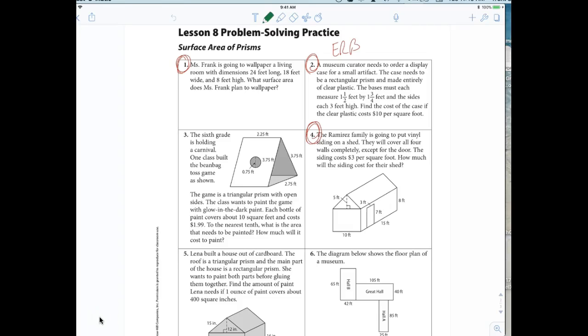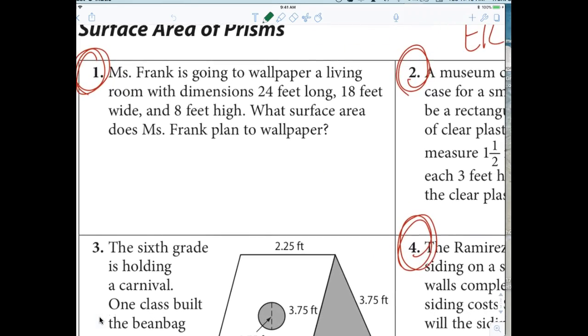All right, so I need your attention here. It says, Miss Frank is going to wallpaper a living room with dimensions 24 feet long, 18 feet wide, and 8 feet high. Now, do you wallpaper the ceiling? No. You wallpaper the floor? No. So yesterday, remember I told you there's a thing called lateral area, right? So you're only going to wallpaper the walls, not the ground or the ceilings. Everybody with me on that? Yes. Right? So with that in mind, I want you to try to listen to me now real quick.